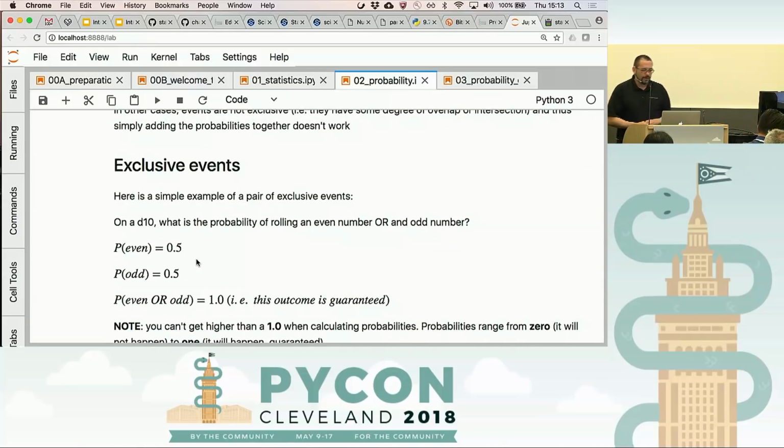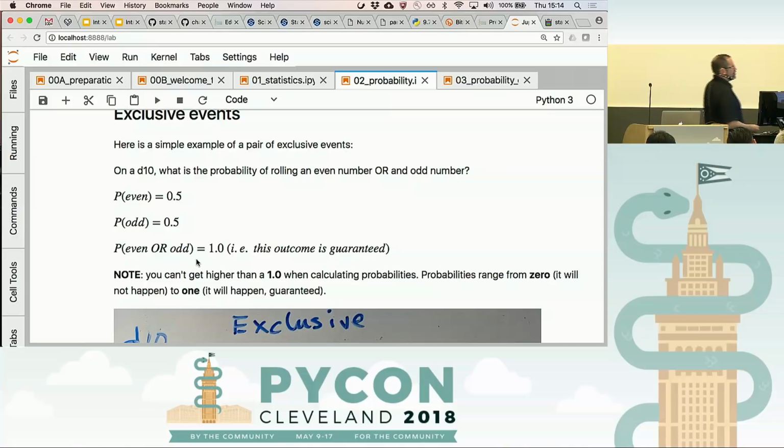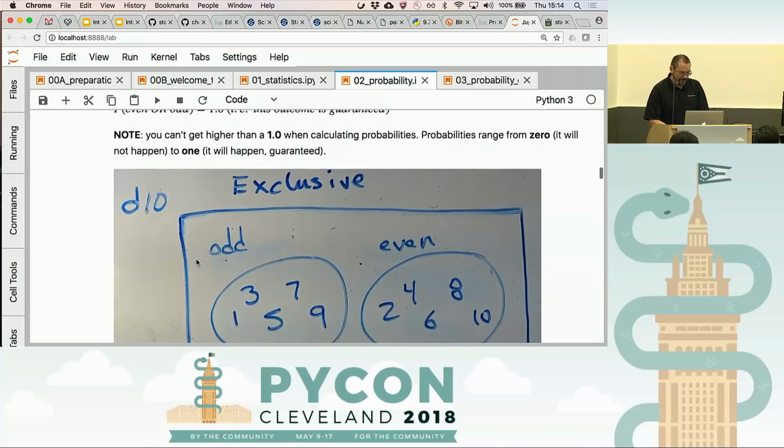For an example, say I had a D10 dice and want to know the probability of rolling an even. So I have 10 sides. Evens are 2, 4, 6, 8, and 10. That's 5. So that's a 50% chance of getting an even. Chance of getting an odd is also 50%. So the chance of getting either an even or an odd is a guarantee. If I roll my dice, I will get either an even or an odd. And so I can very nicely add these 2 things together, and boom, I can calculate the probability of getting an even or an odd.